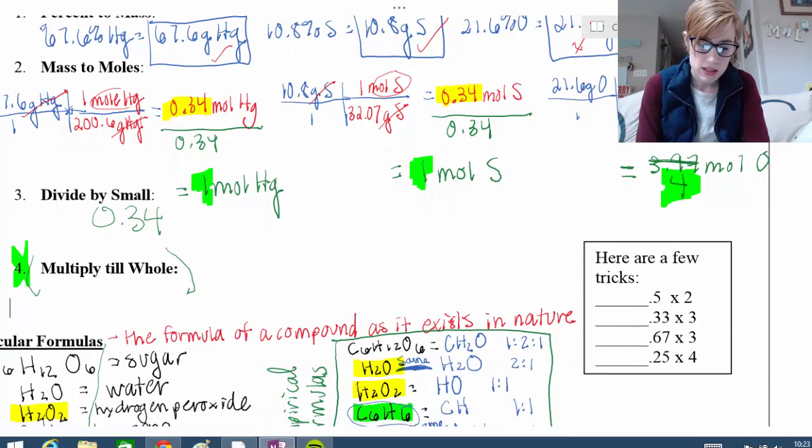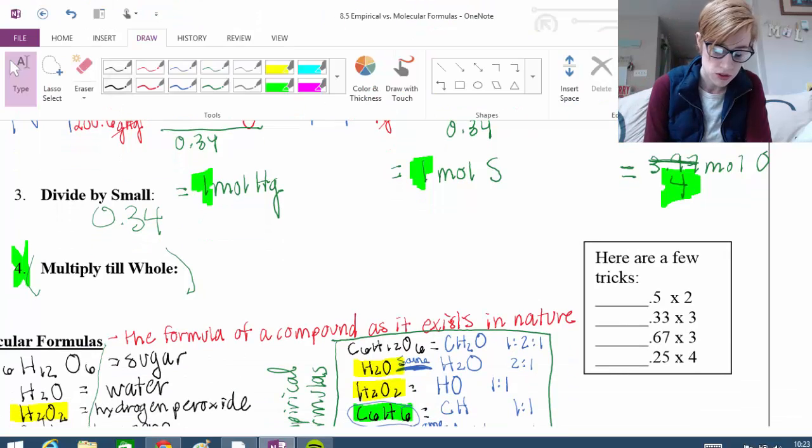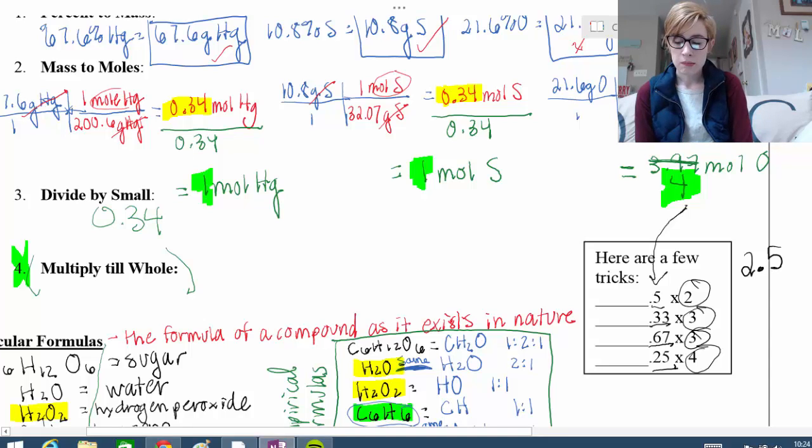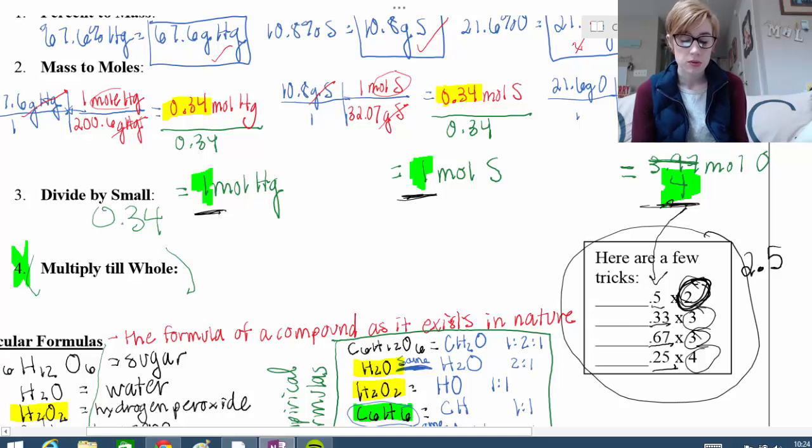If, however, these numbers right here are not whole numbers, for example, if you ended up with 2.5 for one of the moles, then since you ended up with 2.5, you would multiply every single one of these numbers here by this number 2 so that you could end up with whole numbers. But since all mine are whole numbers, then I'm done.